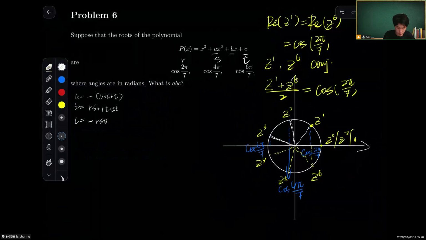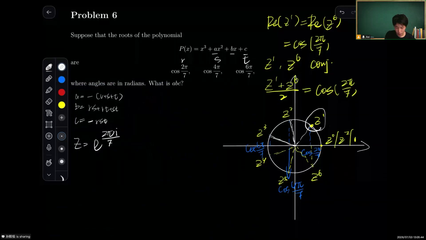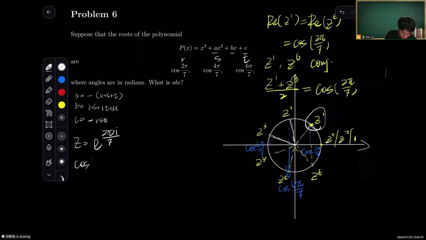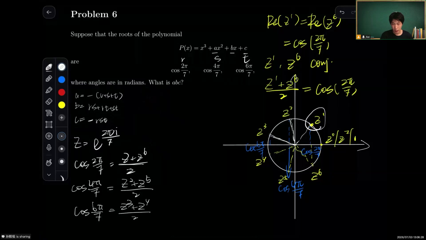So under this logic, we can say let Z be equal to e to the 2 pi i divided by 7th power. And this is essentially this guy over here. You can check this yourself by applying Euler's theorem. And then with that, we can represent the cosine values. Cosine 2 pi over 7 is equal to Z plus Z to the 6th degree divided by 2, and then 4 pi, and then I will just list the rest out. Here we go. And now we can find this.